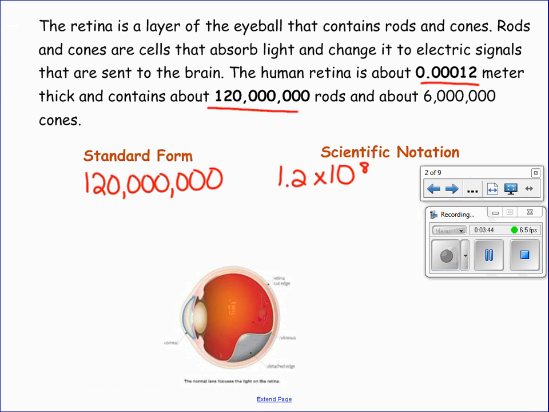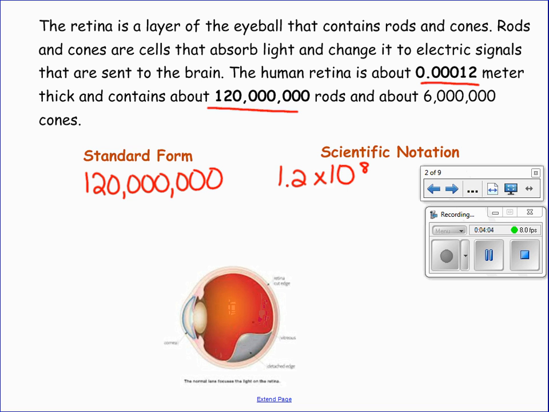So in this example, we're going to move the decimal point 8 places to the left to put it in scientific notation. It is a large number, so your exponent in the power of 10 is going to be positive. It will be an 8.